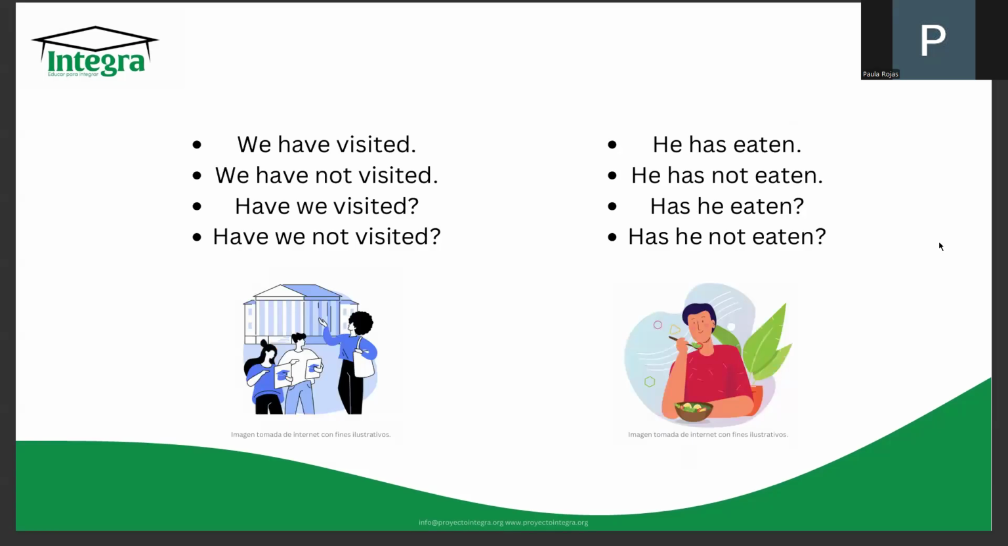Then we have visit. We have visited. We have not visited. Have we visited and have we not visited? And lastly, the word eat. He has eaten. He has not eaten. Has he eaten? And has he not eaten?